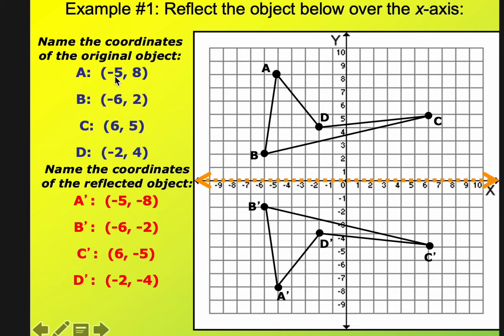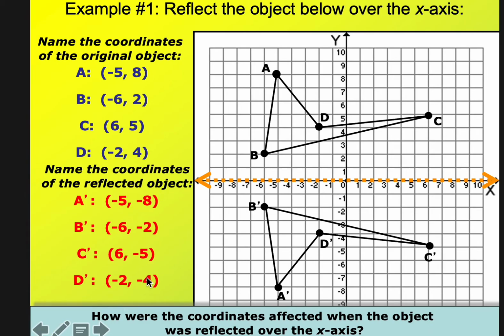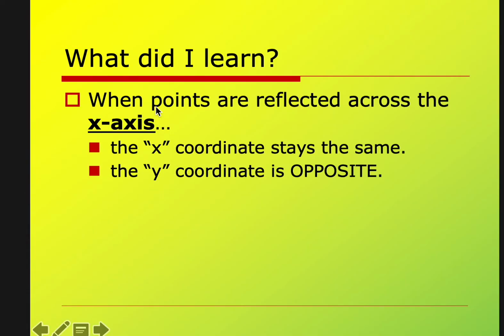So let's compare these. First, compare your x. What happened to the x coordinates? Yeah, they stayed the same. What happened to the y coordinates? They all became opposites, right? So if it was negative to start, you think it'd stay a negative? No, it'd be a positive. So it became its opposite. Opposites are 2 numbers that are the same distance from 0 on a number line. So what did you learn? When points are reflected over the x-axis, the x-coordinate stays the same. It's the y-coordinate that becomes the opposite.